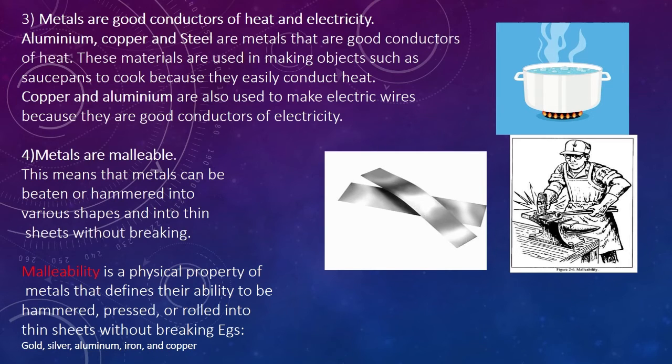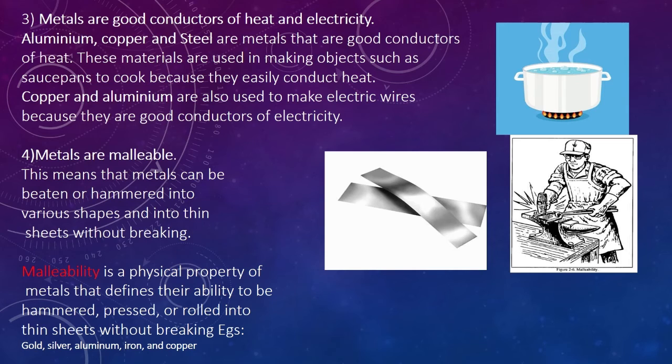Point 4, metals are malleable. When we say malleable, what is the meaning? This means that metals can be beaten or hammered into various shapes and into thin shapes without breaking. So look at the blacksmith in your picture. You realize that the blacksmith is heating a particular metal to make it become a thin sheet. So this property of metal is known as malleability.